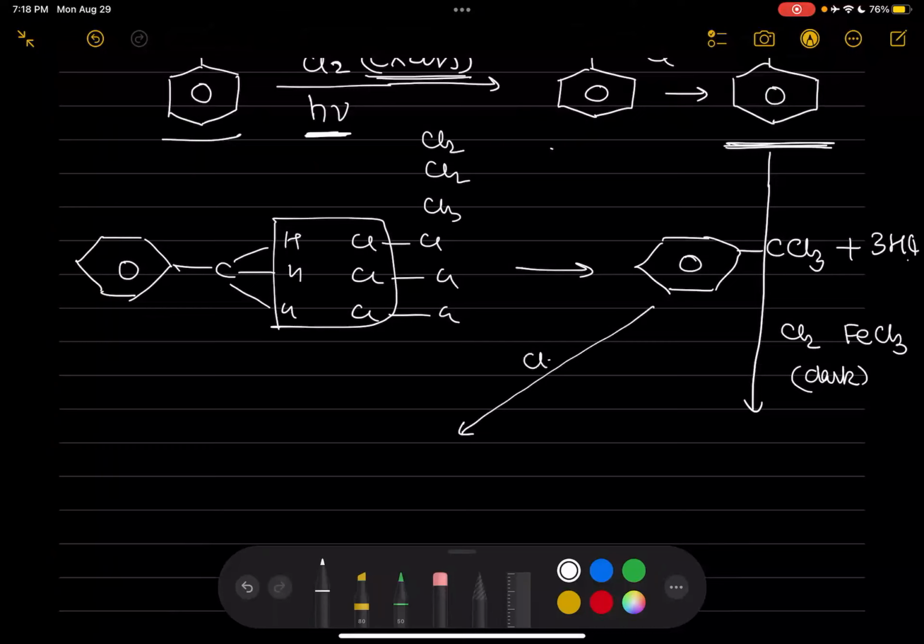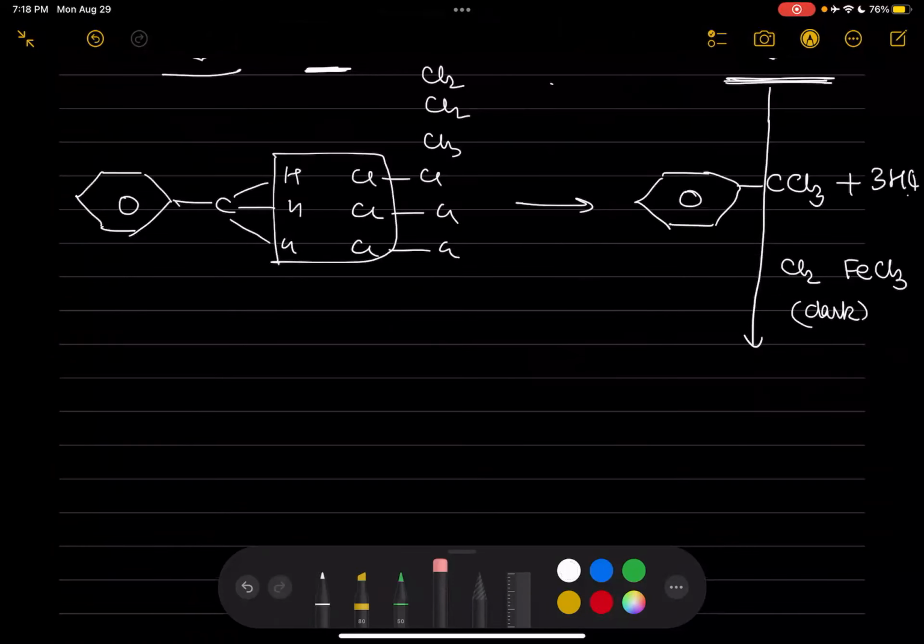So if you do Cl2, FeCl3, it is a meta directing group. And who suggested to us that it is a meta directing group? How did you get the idea? Because CCl3 is a strongly electron withdrawing group. With so many Cl atoms, the carbon has become strongly electron deficient, and that makes the ring electron deficient.